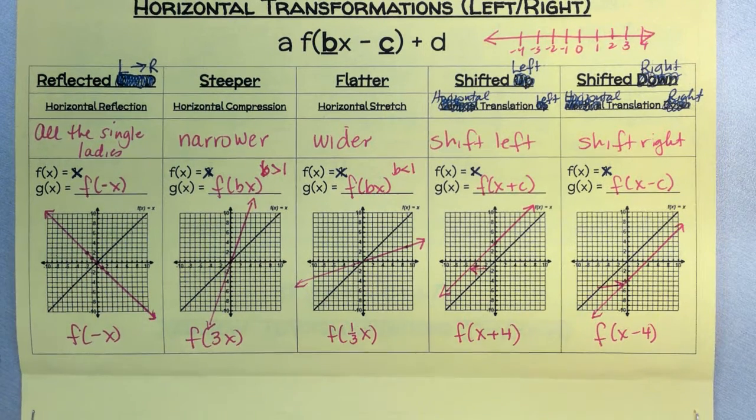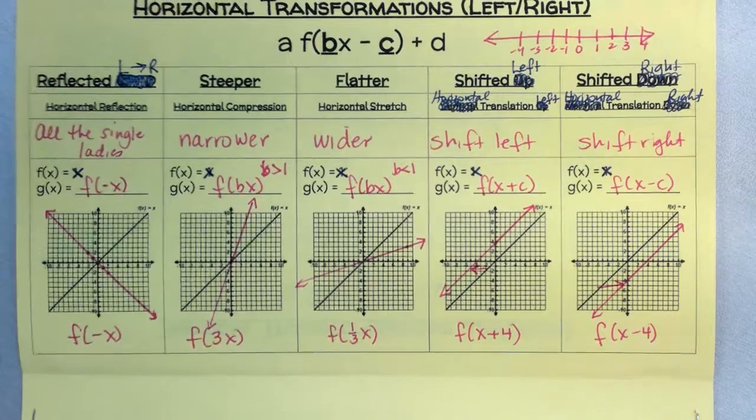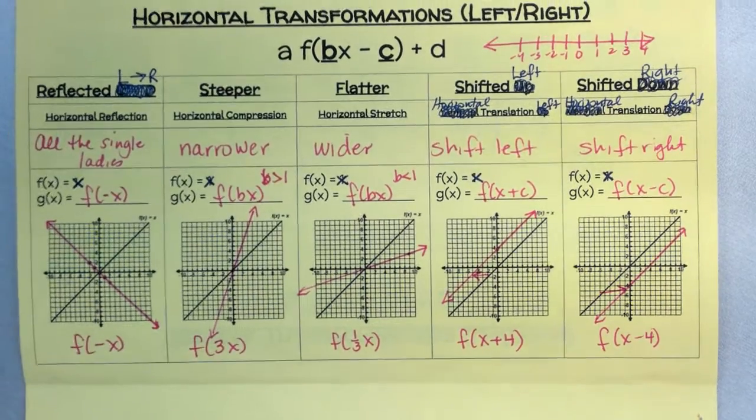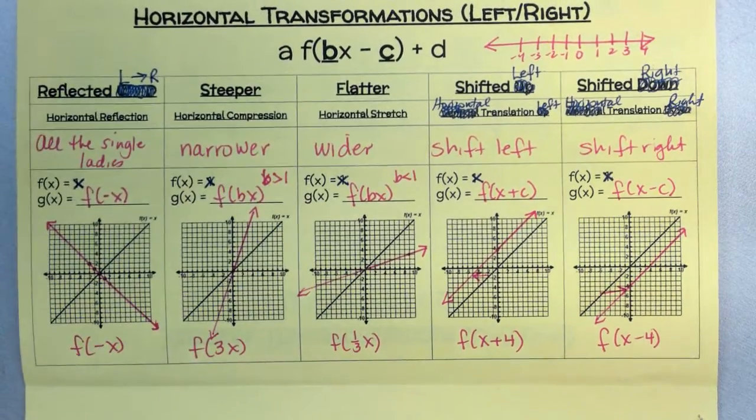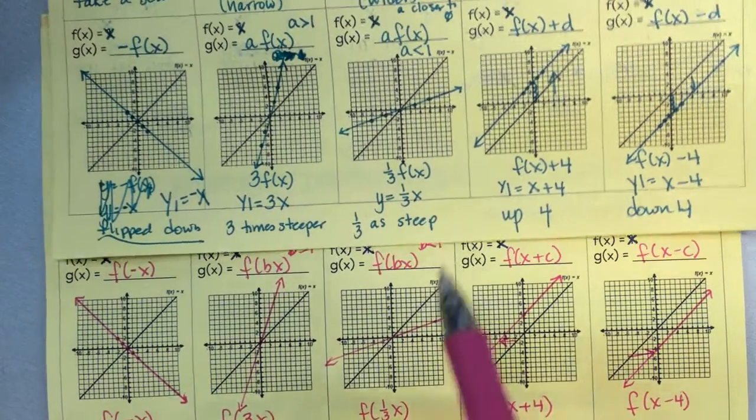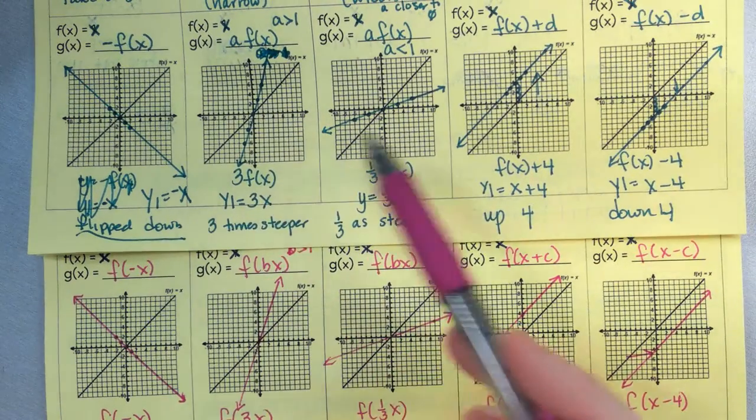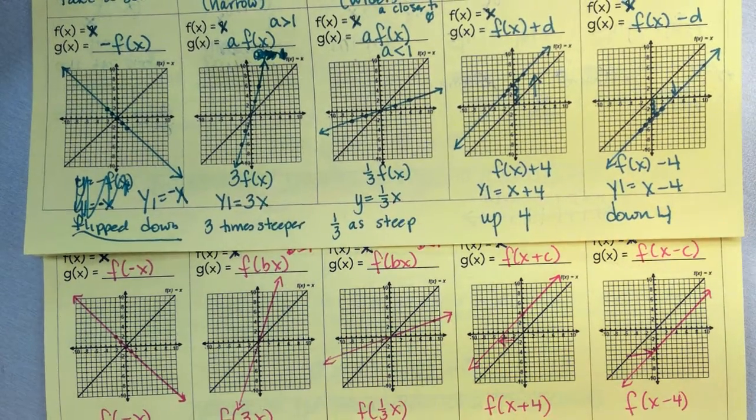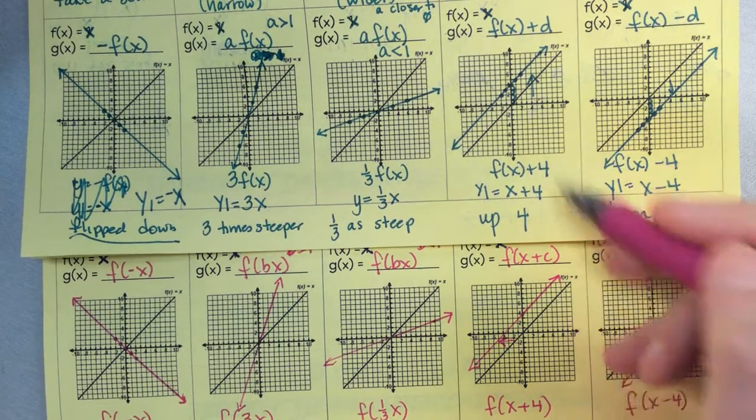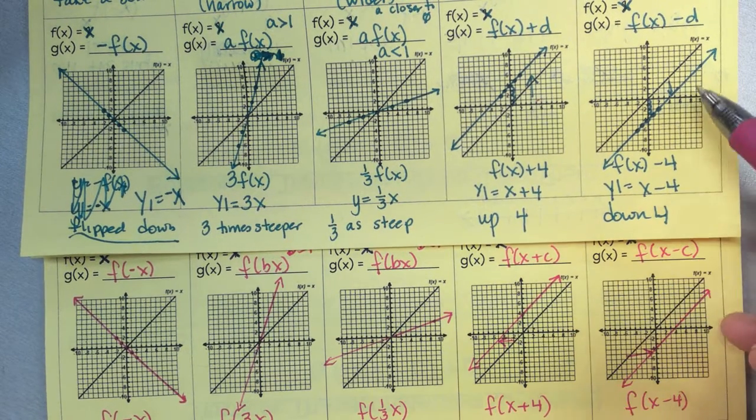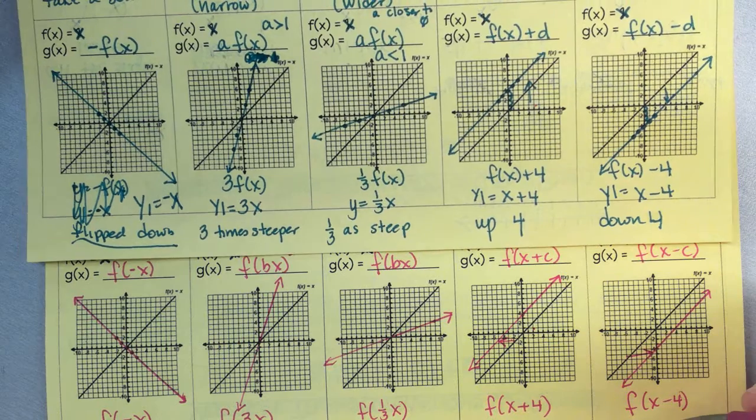And that's what's especially awful about horizontal transformations. I just want to point something else out to you. Look at these graphs. They look the same. When I shift up, it looks the same as shifting left. When I shift down, it looks the same as shifting right.